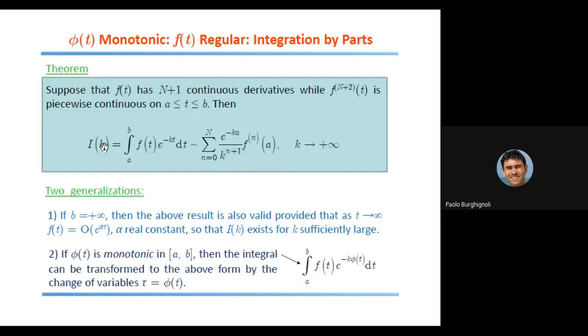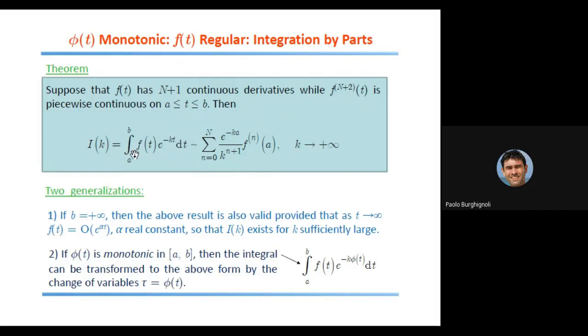So this theorem covers Laplace-type integrals. The Laplace transform is the particular case when the lower limit is equal to 0 and the upper limit is equal to infinity. However, this can be generalized quite easily. The first generalization is that you can let the upper limit go to infinity, so actually this covers also the Laplace transform. However, you should only assume, in addition to the other assumption on the function f, that the function f does not grow too fast to infinity as t tends to infinity, because otherwise the integral would not be defined.